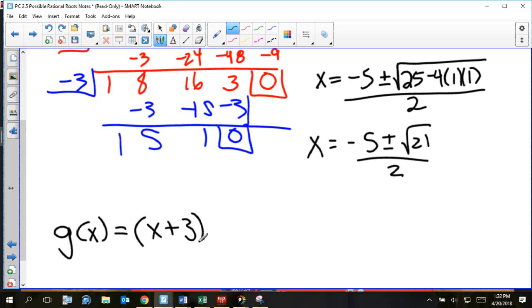But how do we show that there's 2 of them? Do I write 2 of the x plus 3's? I'm going to write squared. Now, the next 2 factors come from this. This is a fraction. Am I going to have a fraction down here?